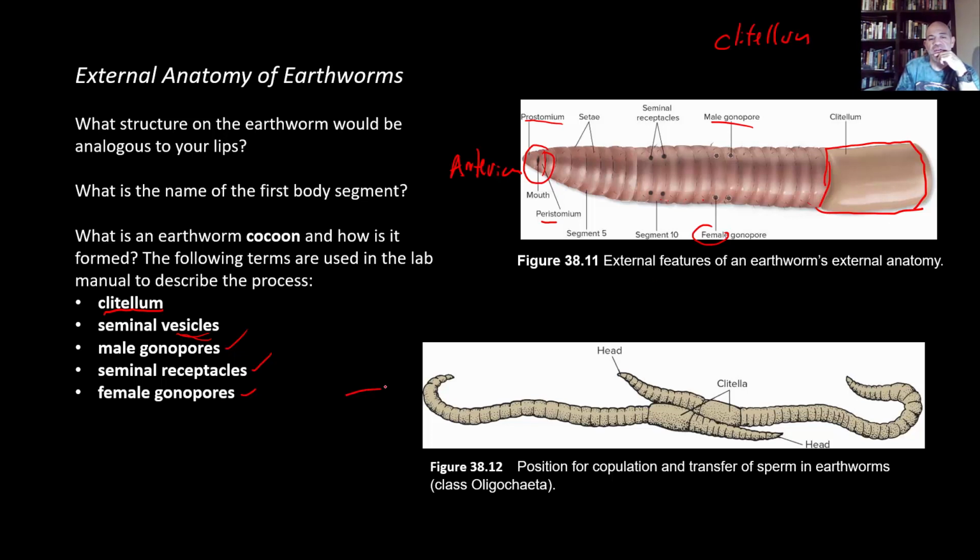And you can see here there's a picture of two earthworms in copulation. So they're mating, exchanging gametes with each other. You can imagine they're going to line up in a way that each one transfers sperm to the other one. What happens here is the sperm will travel through grooves and get stored, and they'll go into the seminal receptacles and be stored within there. So they'll line up relative to these clitella that you see there.